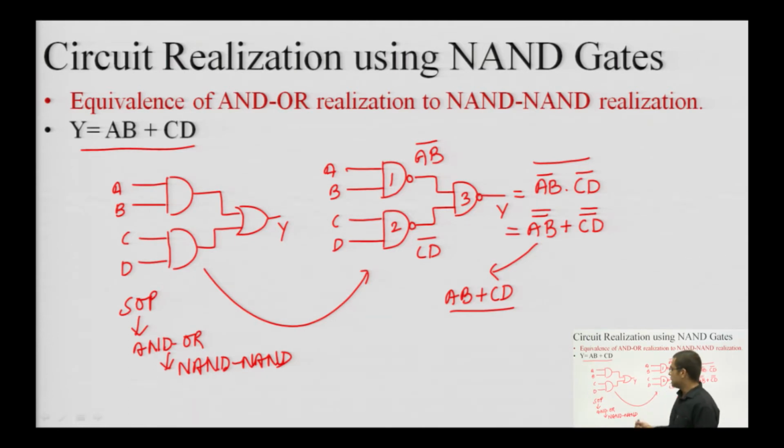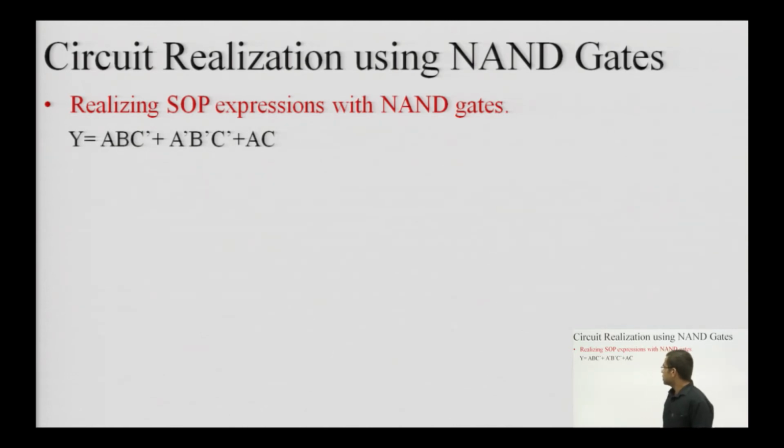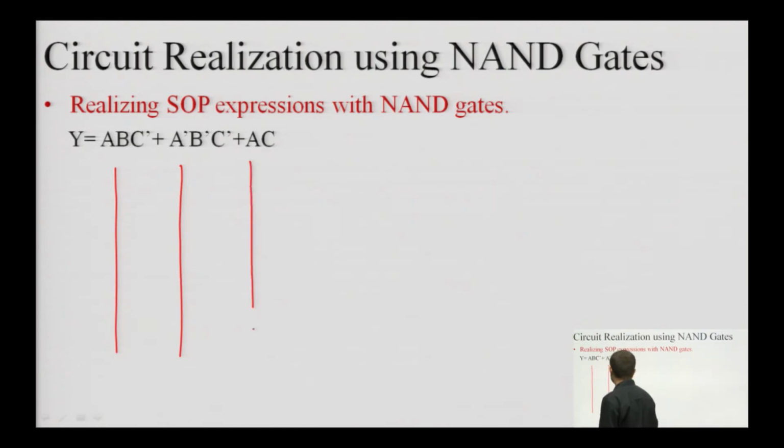So, using this concept, we can realize any SOP expression with the help of NAND gates only. Let us suppose this expression has to be realized using NAND gates, then it is very simple. I have to generate A, B and C, with 3 vertical lines for these A, B and C. Then the complemented versions of all those variables are also required. So, I am using a NOT gate in the form of NAND only. This is the NAND equivalent of a NOT gate.